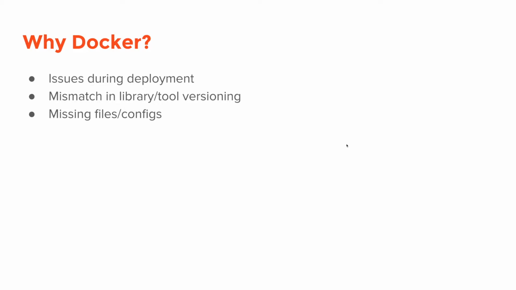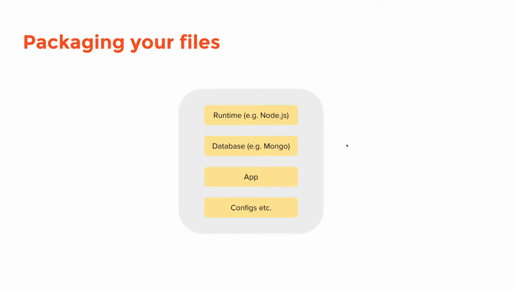So next, let's talk about Docker and why Docker is so good. Firstly, why do we actually need Docker? Docker was created because deploying your services was just too hard. There were often so many mismatches in the libraries and tool versioning, missing configs, missing files. So there's always some kind of complexity associated with packaging your app. And this is how Docker solves it. It solves it by bundling and packaging your files together for you.